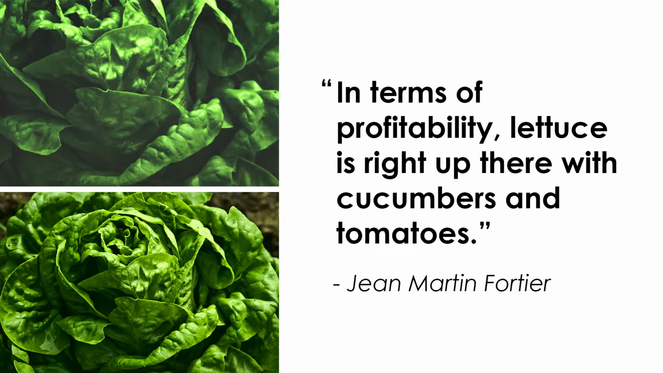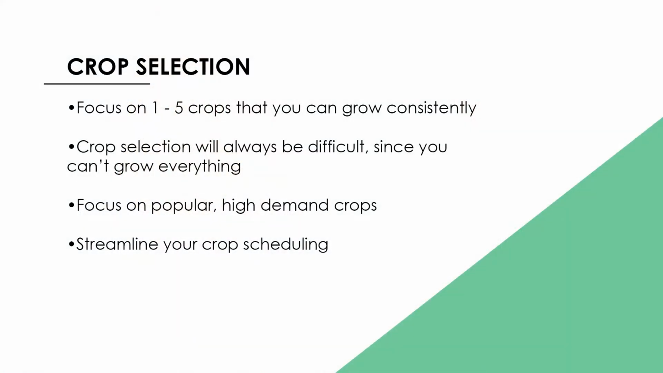And here's a quote from Jean-Martin Fortier, who is known for his book, The Market Gardener. He says that in terms of profitability, lettuce is right up there with tomatoes and cucumbers. And so that's really where we're jumping in. These are popular crops that you can sell to a variety of customers at a good price, and they're something that you can grow. So the challenge is that when you narrow down your crop selection, you're always going to leave something out. You may have a customer that likes the Bibb lettuce or another customer that likes an oak leaf, and we're really trying to narrow it down.